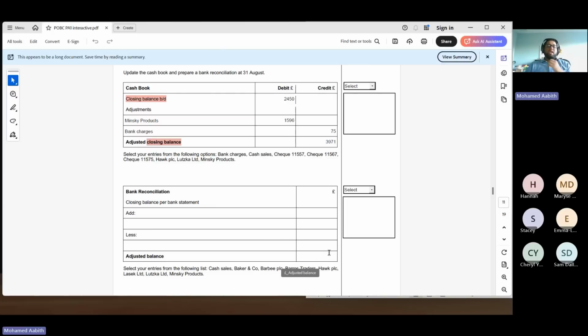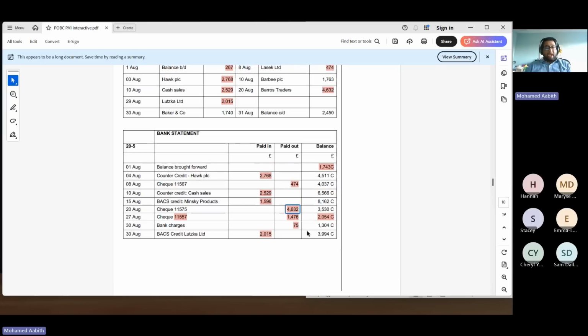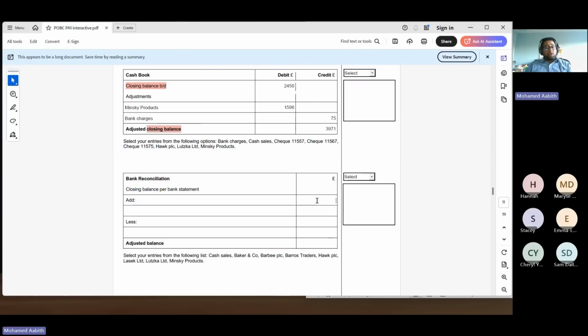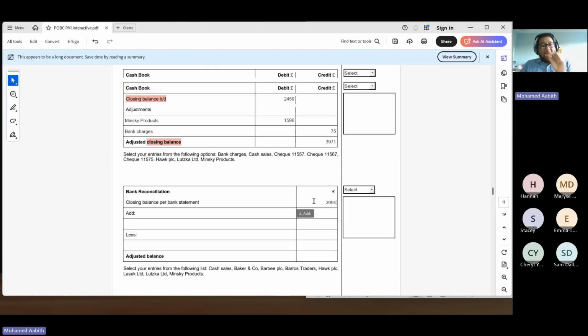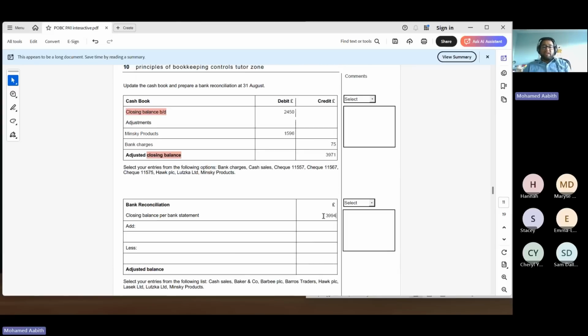So let's look at the next one here. The next one is the bank statement. So let's see the bank statement. The closing balance of the bank statement is this amount, 3994, and it's on credit. That means we have money according to the bank. If my bank is overdrawn, for example, here it is a D there or a minus there, that number must be a negative number. You have to make sure you choose a negative option there. In this case, you don't have to worry about it.